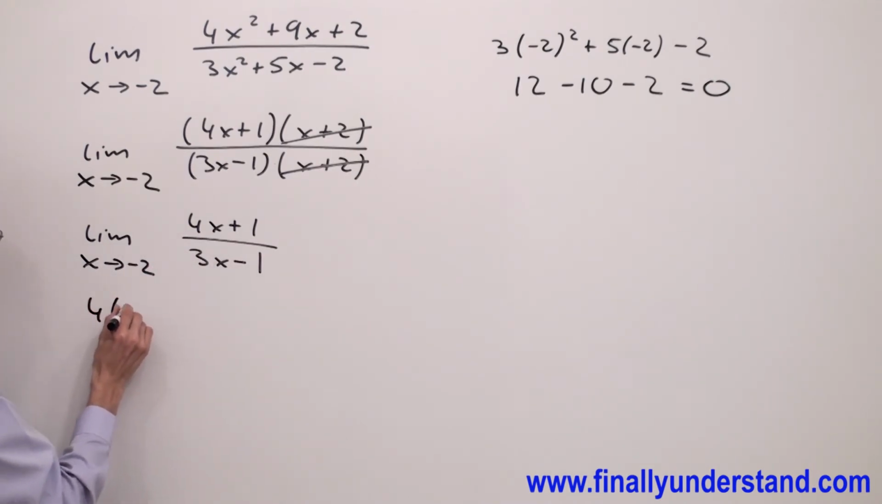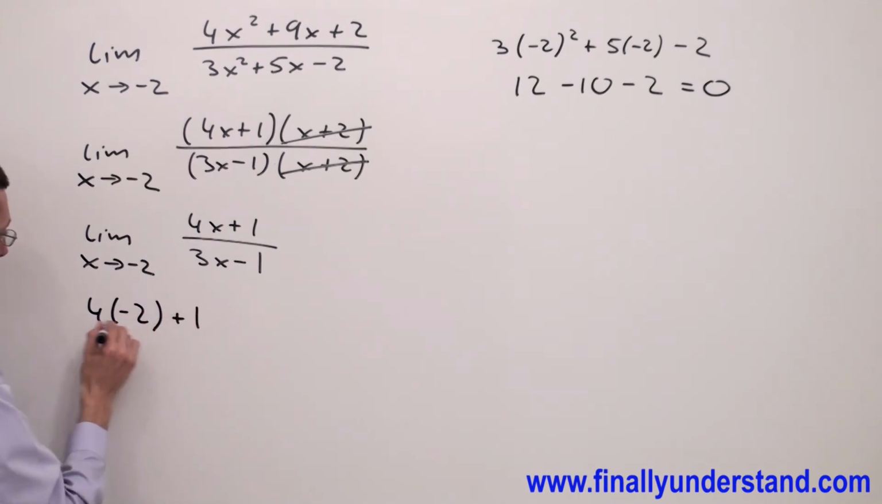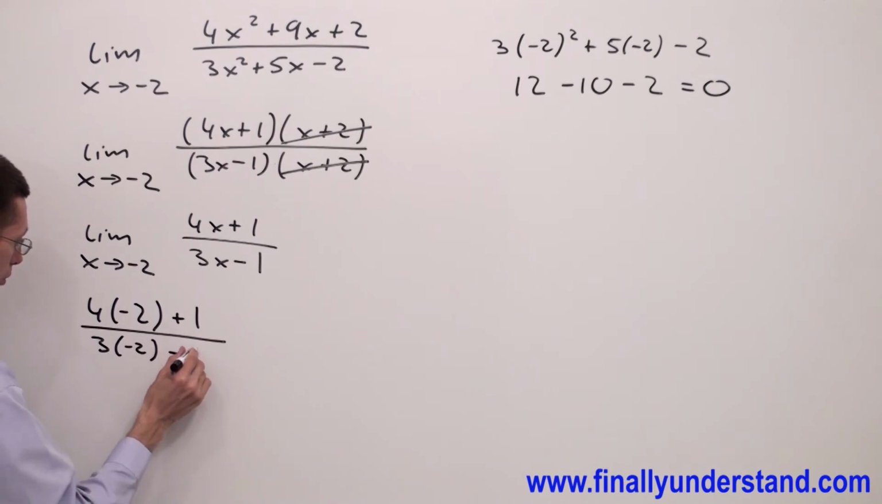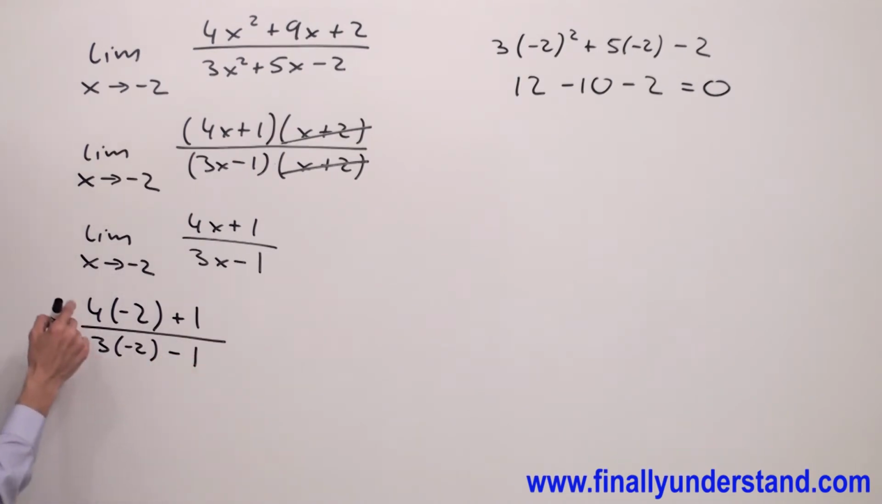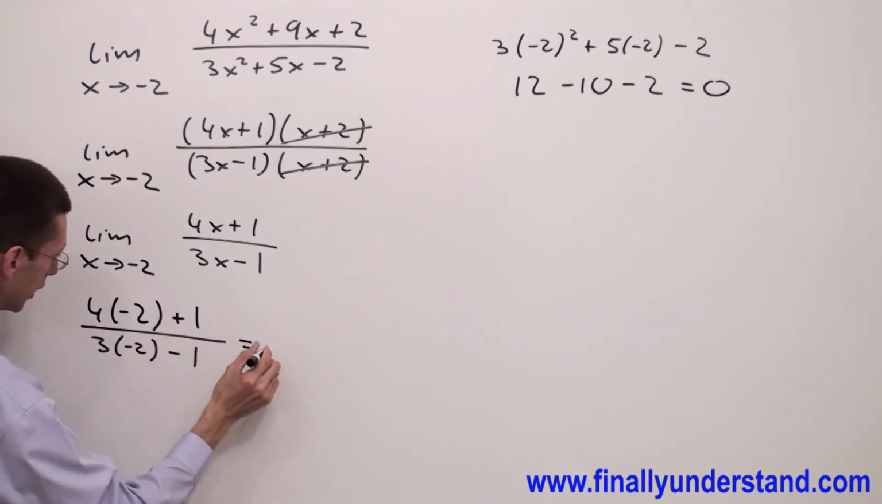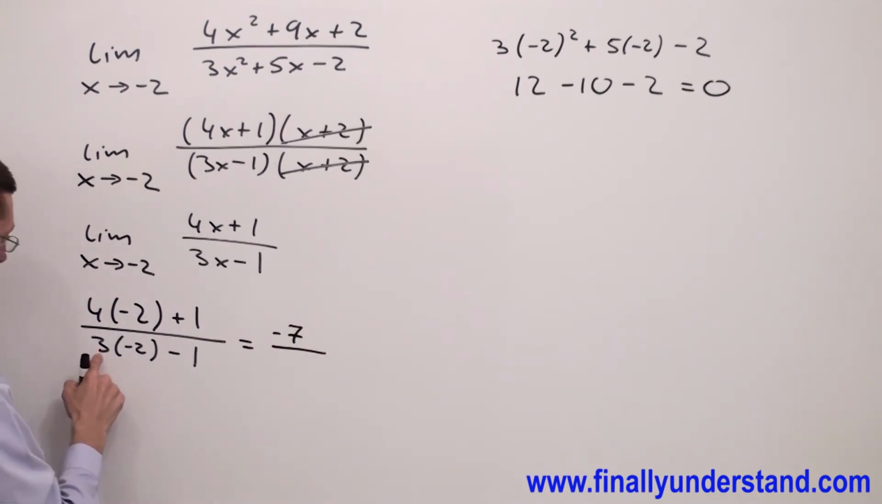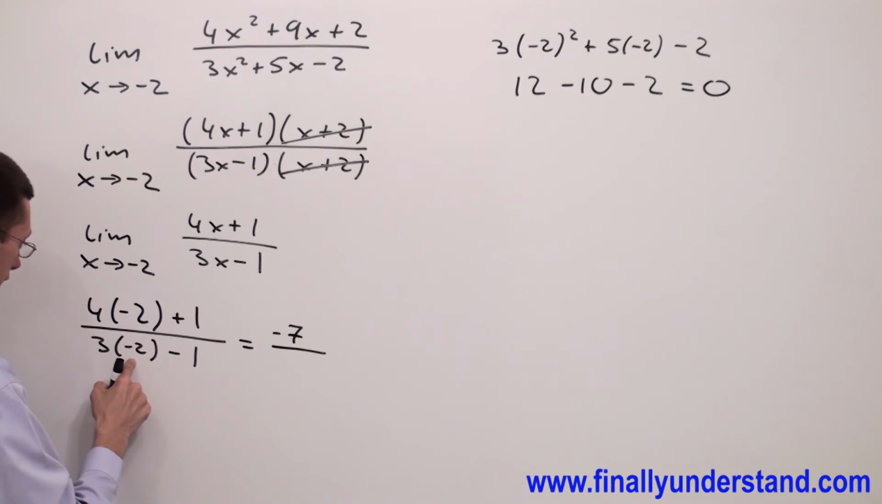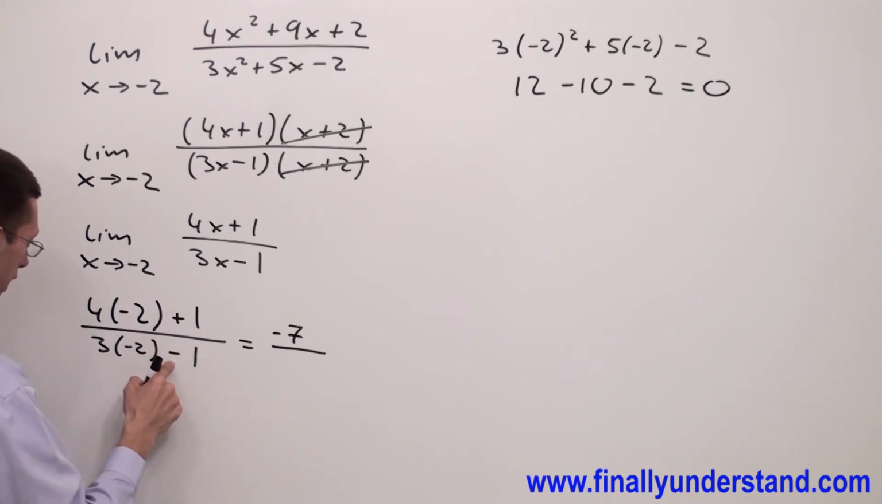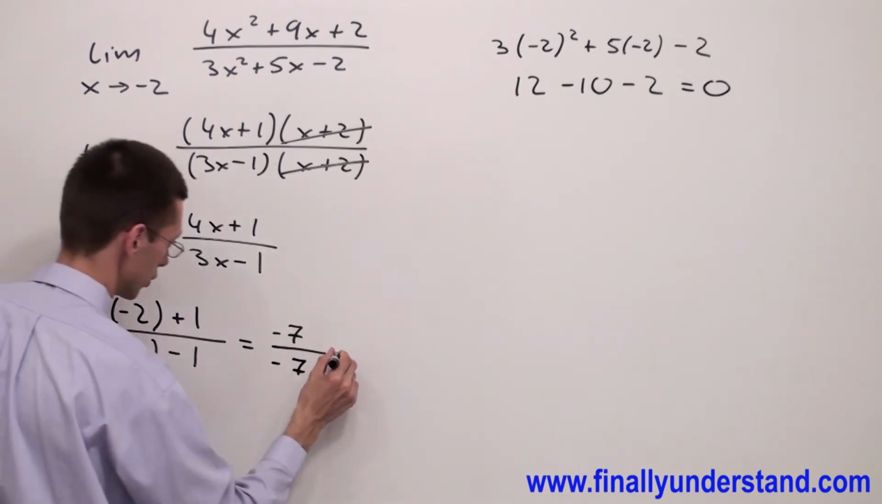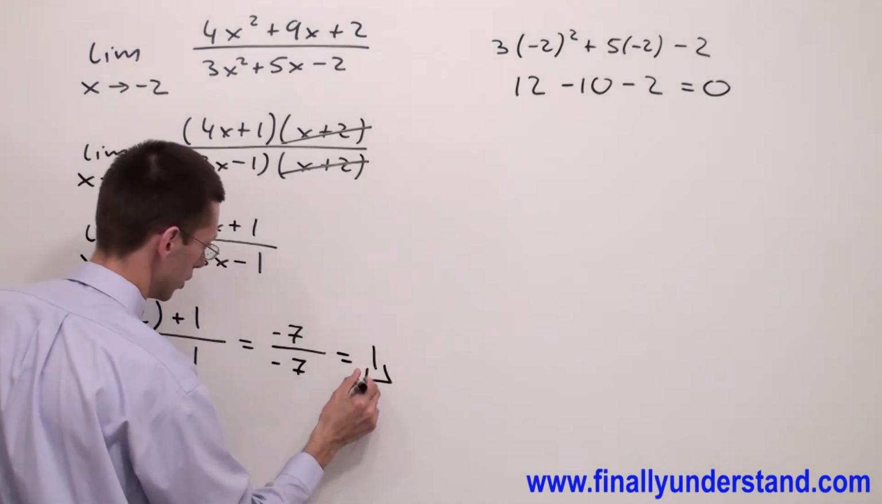So I have 4 times negative 2 plus 1 over 3 times negative 2 minus 1. 4 times negative 2 is equal negative 8 plus 1 is equal negative 7 over 3 times negative 2 is negative 6 minus 1 is negative 7. Negative 7 divided by negative 7 is equal 1. This is the solution to my problem.